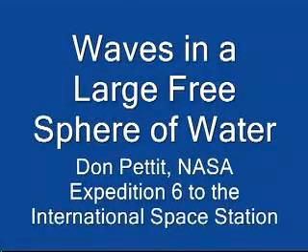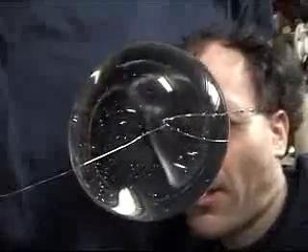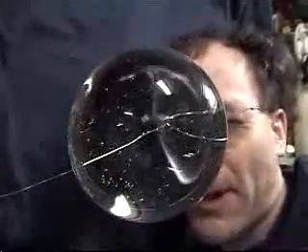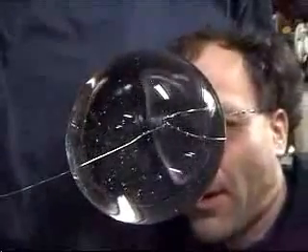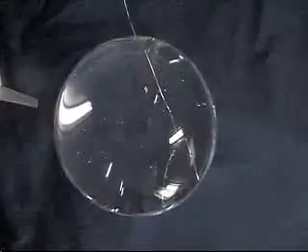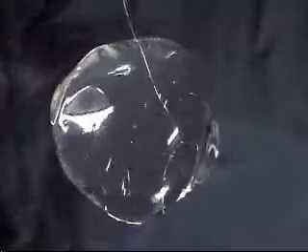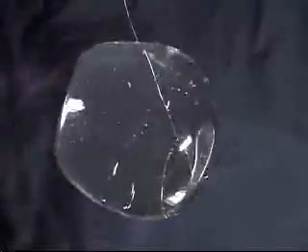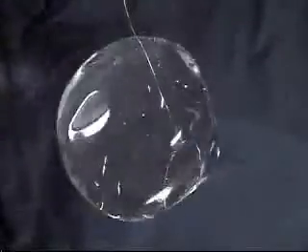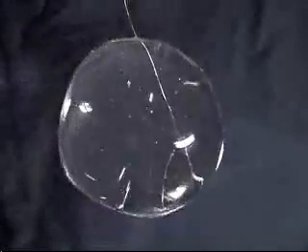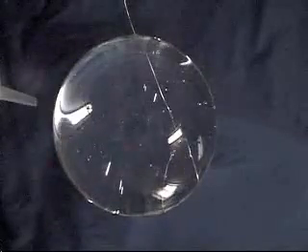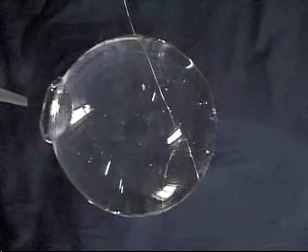Waves in a large free sphere of water. Here we have a large free sphere of water about the size of my head, 130 millimeters in diameter, and we put a puff of air, 10 cc's in 100 milliseconds, radially directed in from the side, and look at the resulting waves. There's a combination of surface waves and body waves that go through this sphere. We saw that in real time.